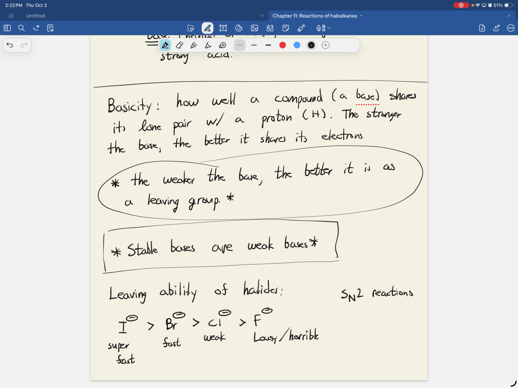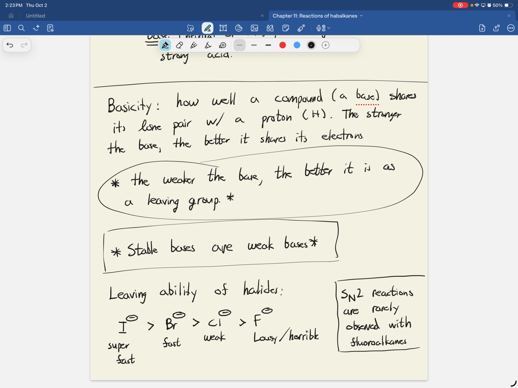Okay, so SN2 reactions are rarely observed with fluoroalkanes. So that's why it's lousy. They're rarely observed. They're too slow. That's the truth. They're just too slow.